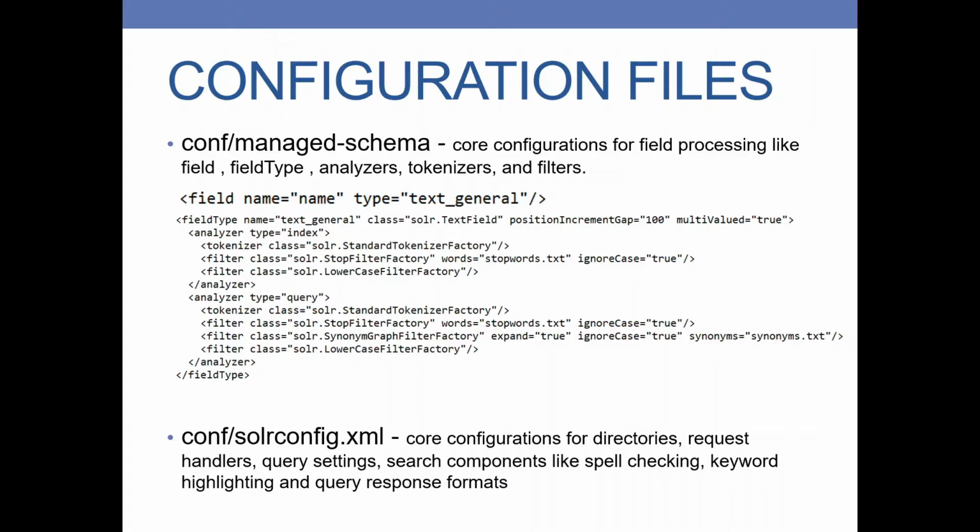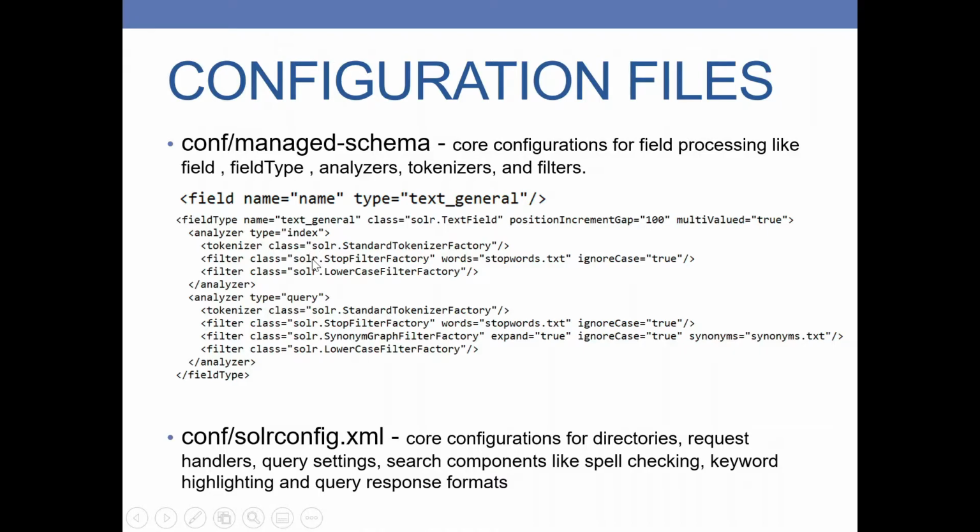So the core configuration has the field pre-processing configuration like field type. Within field type, you can specify what kind of analyzers should be used, tokenizer and filters. So here is the example of how the field is added. So field, the name, and it is assigned to a type. Then the field type would have two sets of configuration, one for the index analyzer and then one for the query time analyzer.